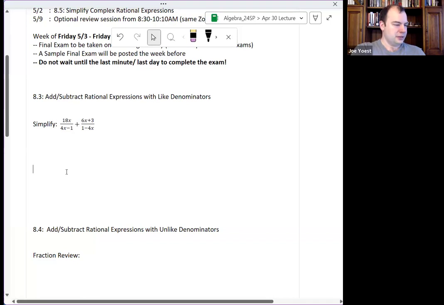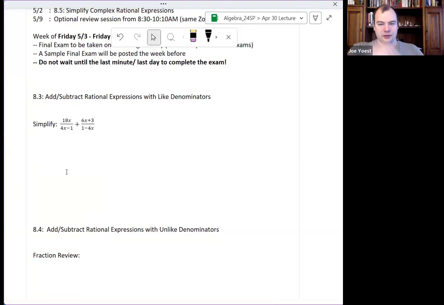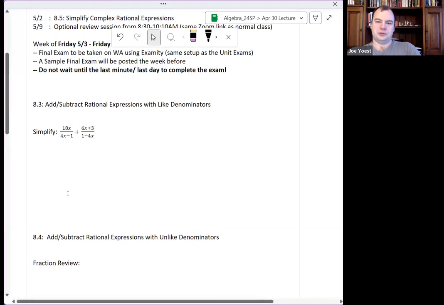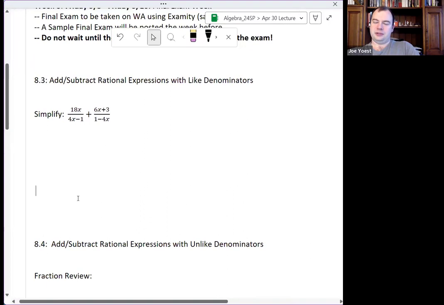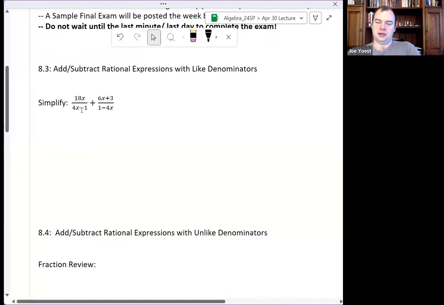Okay, so wrapping up section 8.3, adding and subtracting rational expressions with like denominators.